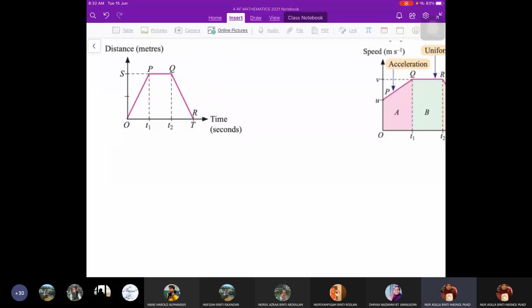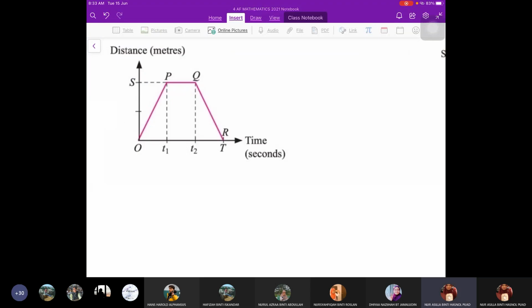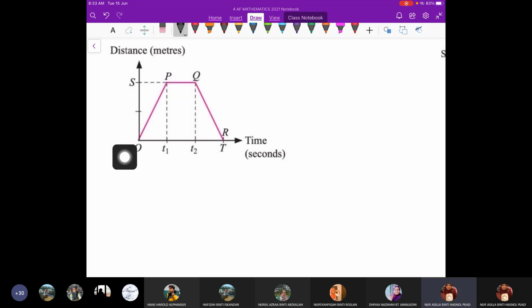So distance time graph, dia ada 3 keadaan. Okay, ada 3 types of motion. First, if you saw this graph, dia adalah yang menaik. Increasing from O to P. So, meaning dia menaik kan? So, this is the first type of motion. Saya letak kat sini sebagai A. Motion A, which is increasing.